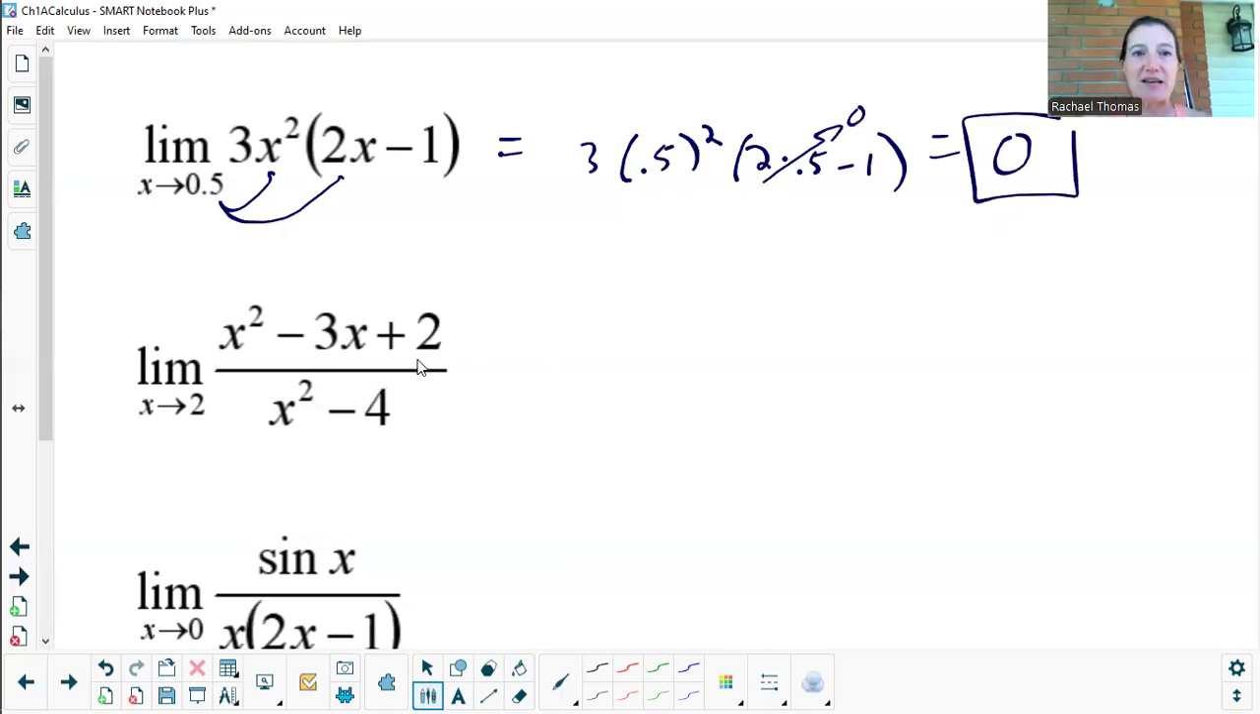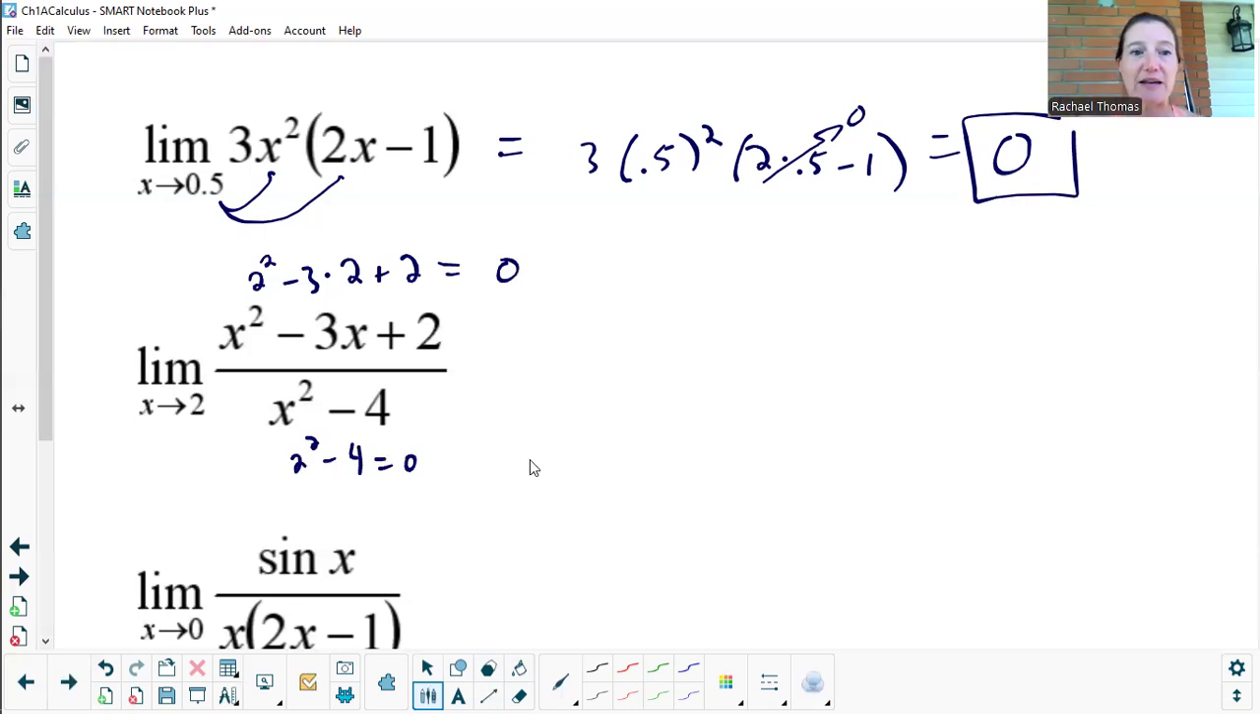Now, if I try this next thing, I'm just going to plug these in. 2 squared minus 3 times 2 plus 2 equals 0. 2 squared minus 4 equals 0. This gives me the very bad quotient of 0 over 0, which I'm not even going to write down. If I write that on my page, it might burst into flames. We don't write 0 over 0. We definitely don't write equals 0 over 0. But I'm noticing that I have 0 on the top, 0 on the bottom.